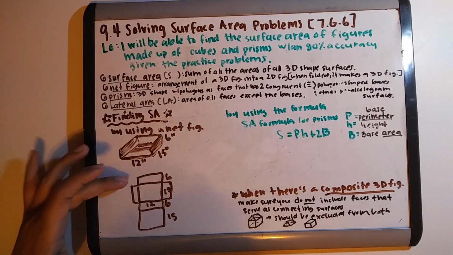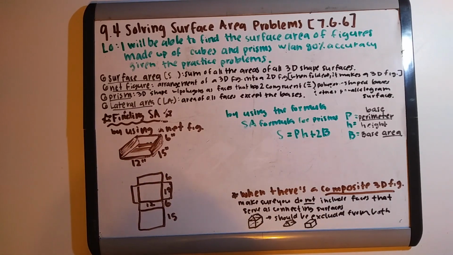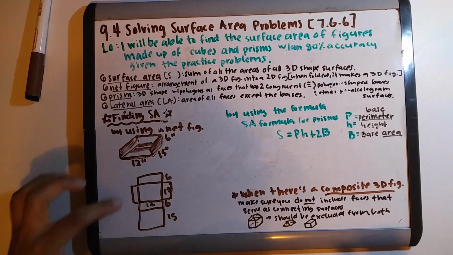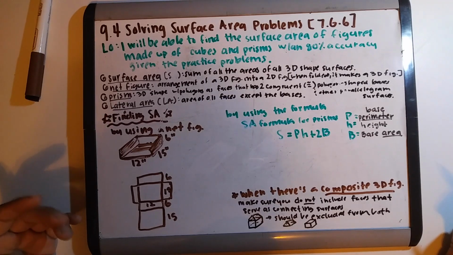So now that I have my net figure, I'm going to figure out the area for each one of those shapes and then add them all together to find my surface area. So how do we find the area of rectangles? Because basically that's what we have right here. We do base times height, or length times width.